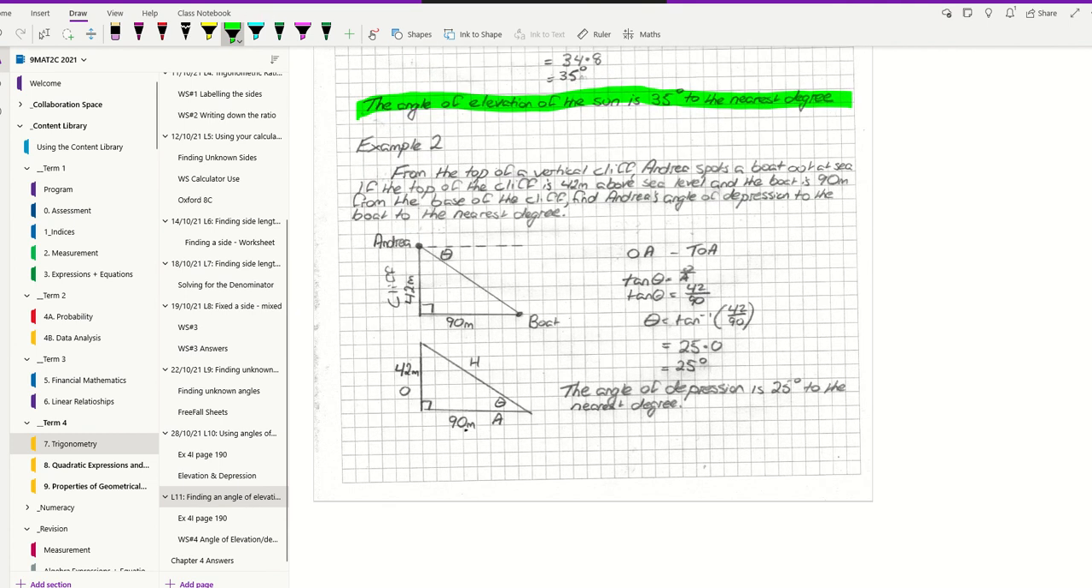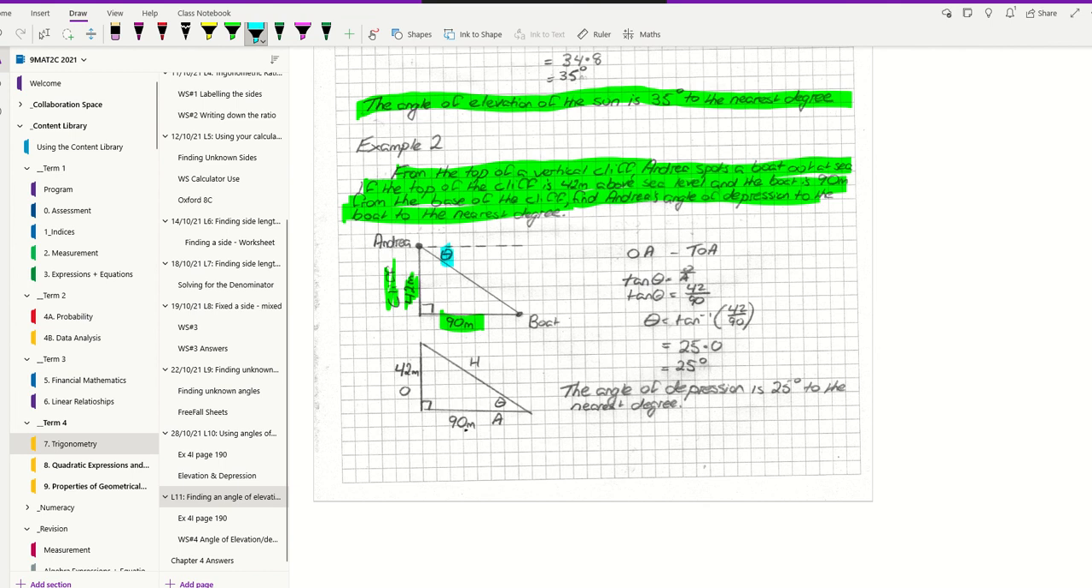Looking at example 2, it says from the top of a vertical cliff, here's our cliff, Andrea spots a boat out at sea. If the top of the cliff is 42 metres above sea level, 42 metres here in our thing, and the boat is 90 metres from the base of the cliff, we've got 90 metres out here, find Andrea's angle of depression to the boat to the nearest degree. So angle of depression is on the top, it's between the horizontal, it's here.